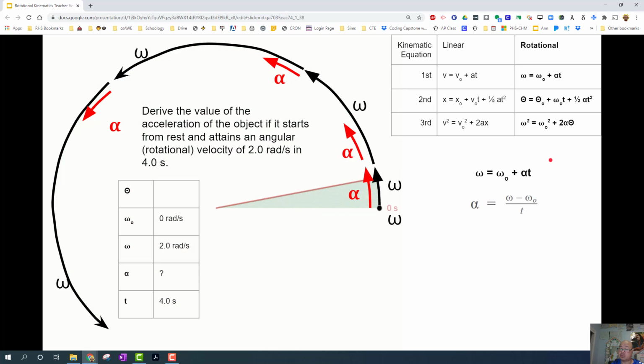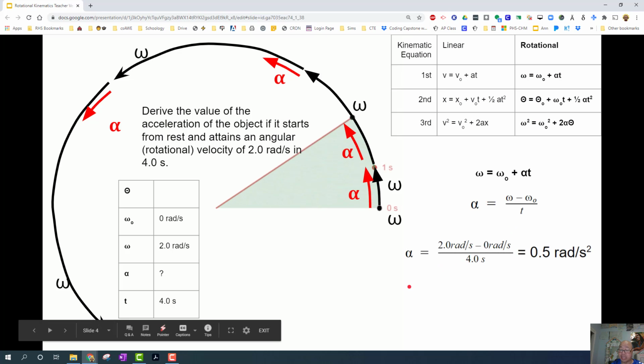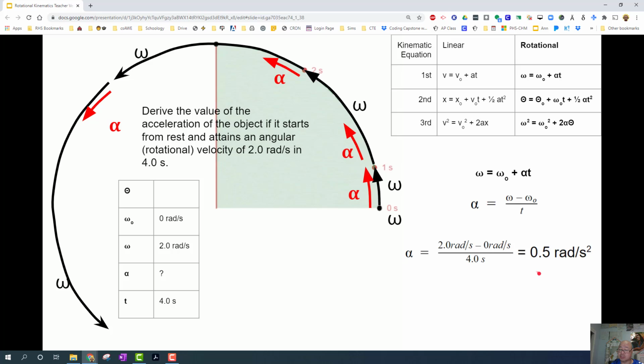If we substitute in our values, or if we do some really quick algebra here, we find that alpha will equal omega minus omega initial divided by time. Then we can enter in our values and solve for our rotational acceleration, which is 0.5 radians per second squared.